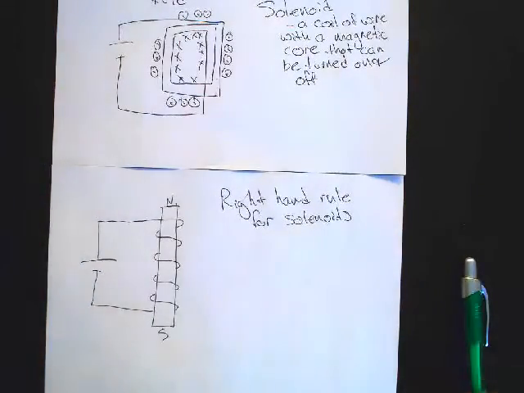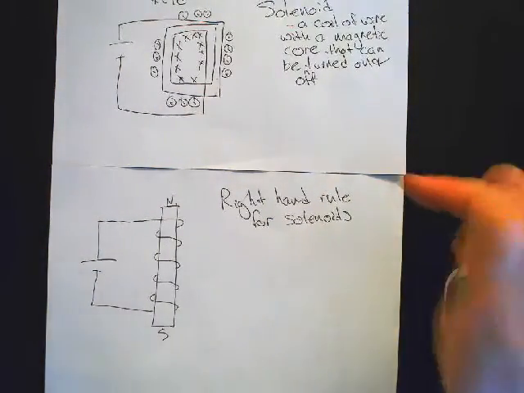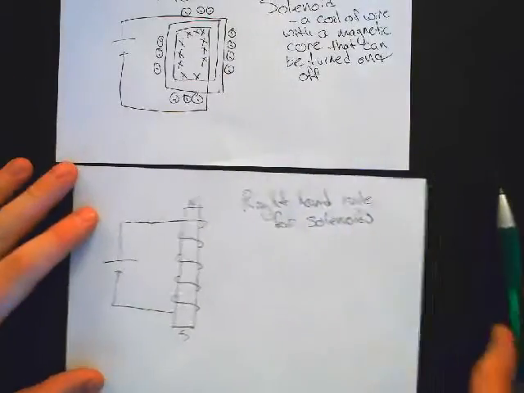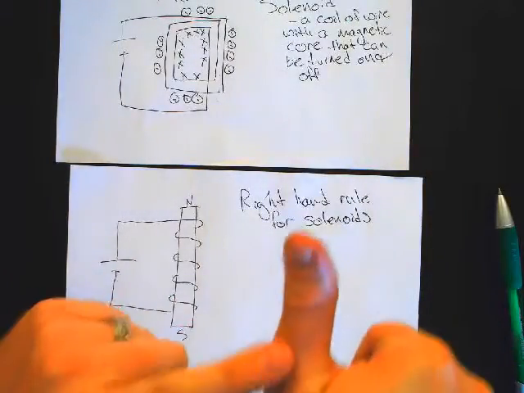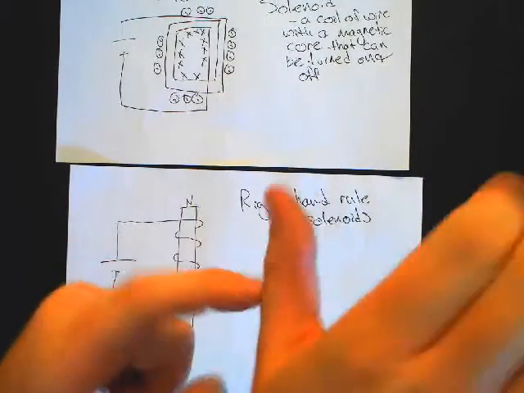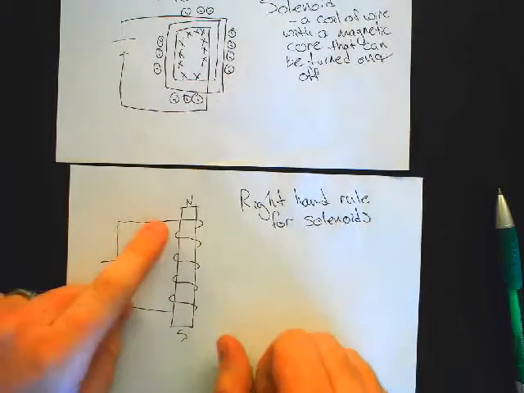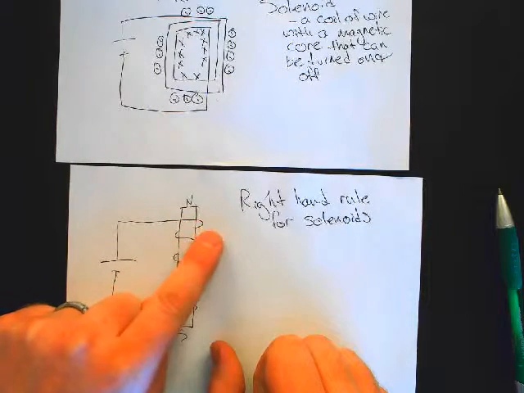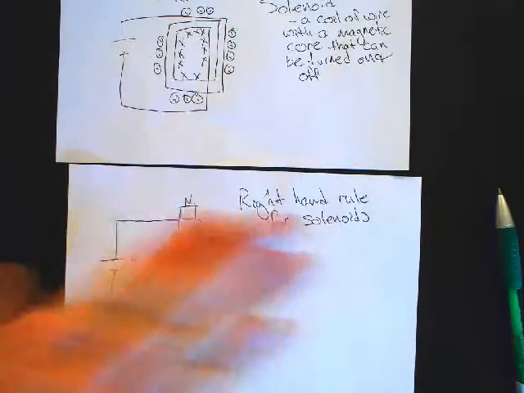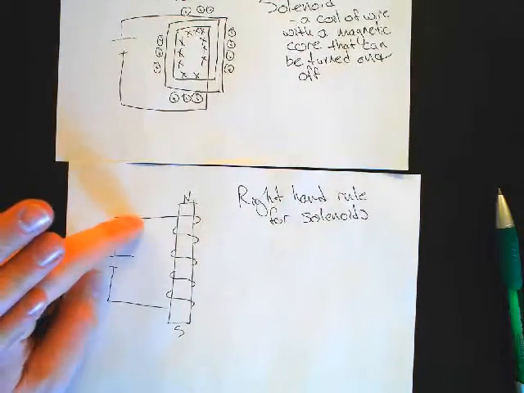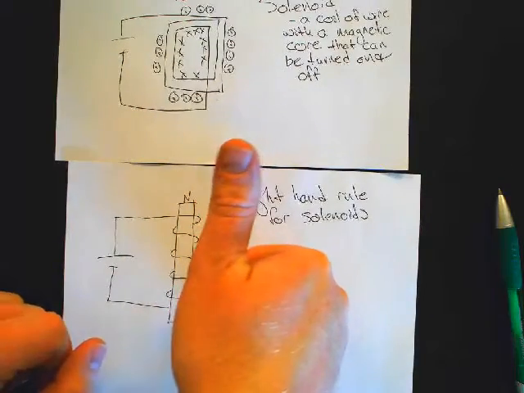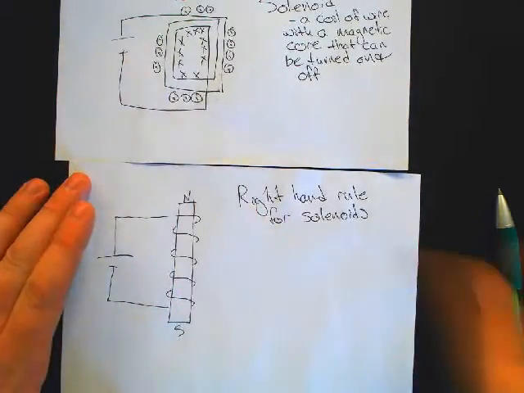So the right-hand rule for solenoids is literally the opposite of the right-hand rule for a wire. Wherein a wire, we showed that our thumb pointed in the direction of current, and our fingers wrapped in the direction of the magnetic field. Now we're going to have our fingers wrap in the direction that current flows around the core. So because this one comes over the top, we're going to follow that over the top. Your thumb will then point in the direction of the end magnetic pole.